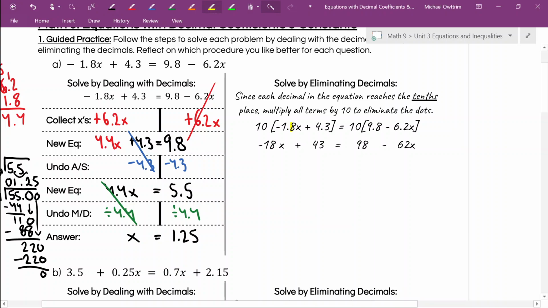So if we look at all of our decimals, they've got one place after the dot there, and that's the tenths place. Since they're all in the tenths place, multiplying all of them by 10 is going to eliminate our dots and give us a nice whole number equation.